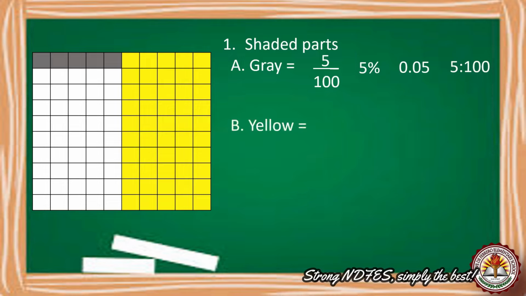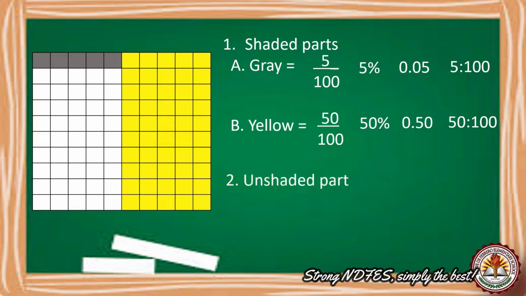Next, we have the shaded yellow. How many squares has shaded yellow? That is 50 squares. So 50 squares in fraction, that is 50 over 100 or 50 out of 100. In percent, that is 50%. In decimal, that is 50 hundredths. In ratio, that is 50 to 100.